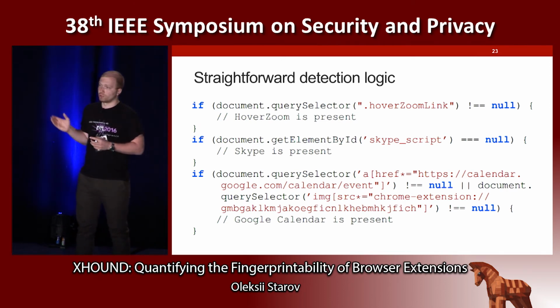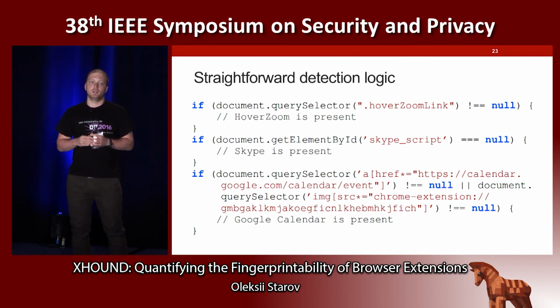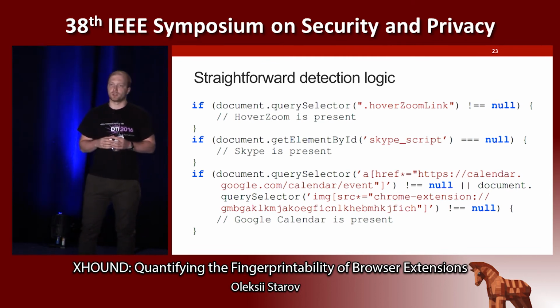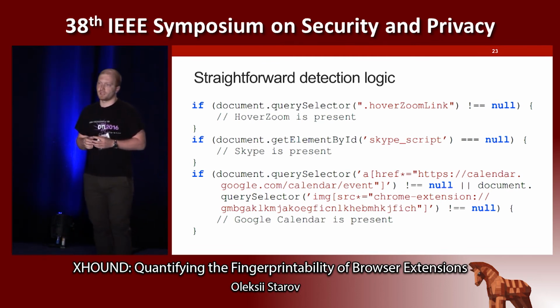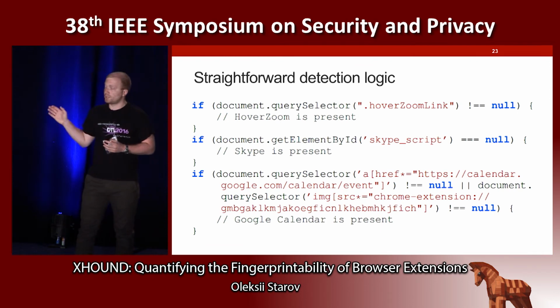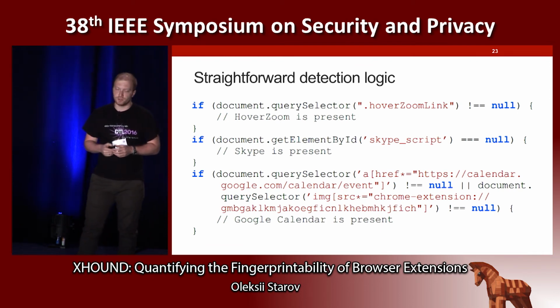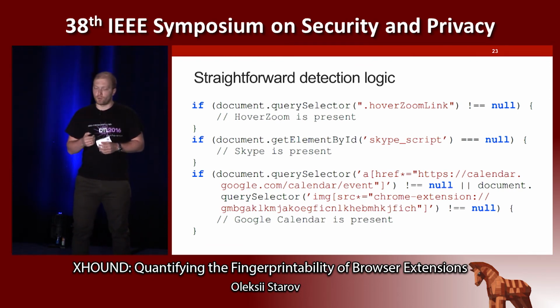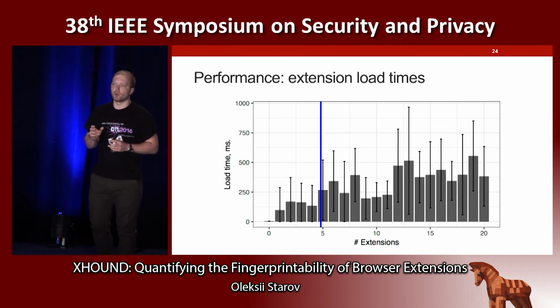And here we see how it looks. So basically, it's straightforward, one if statement for each particular extension. And inside each if statement, we can have 1 or maybe 2, if you want to have a cross-check, queries to the DOM tree of the page. So this runs very fast, a couple of milliseconds. And in terms of performance, that's why we measured the only bottleneck that exists.